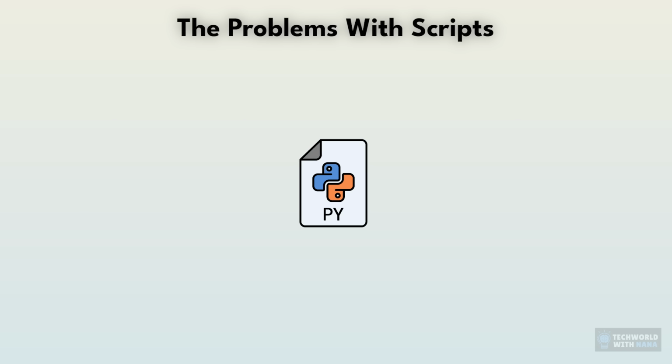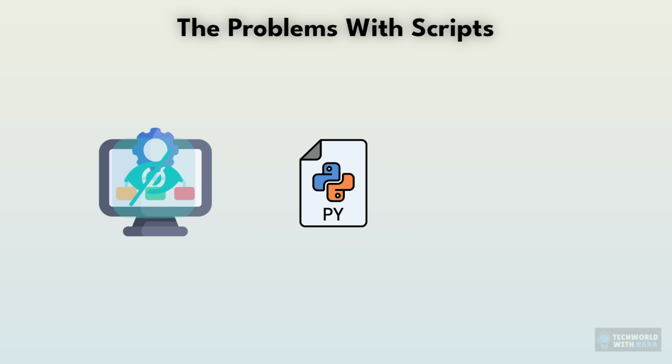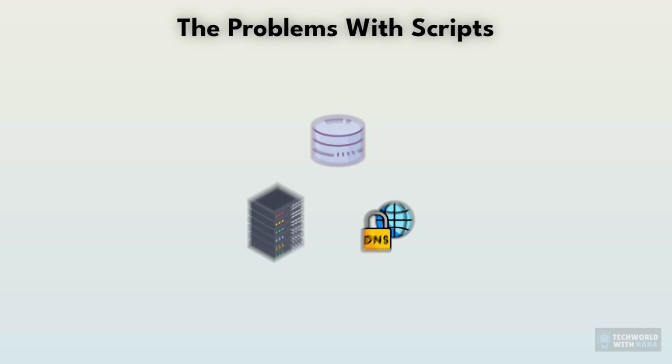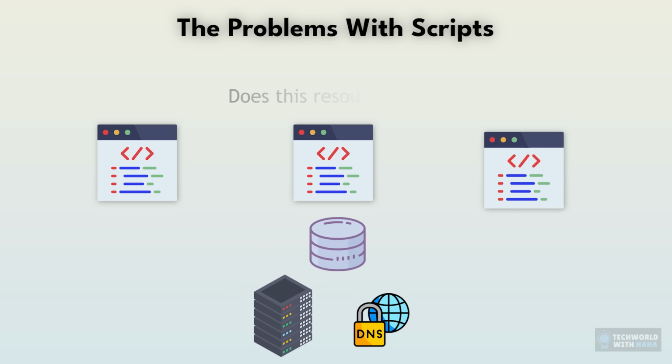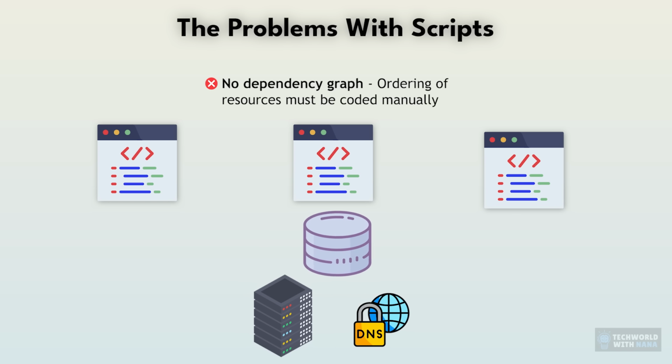So the script does not know what infrastructure already exists unless you explicitly check it. It just executes commands. Every time you run it, it creates new resources. So you end up writing a lot of code to check, does this resource exist? If yes, don't create it. If no, create it. And you would have to do this with every single resource. And this gets complicated really fast.